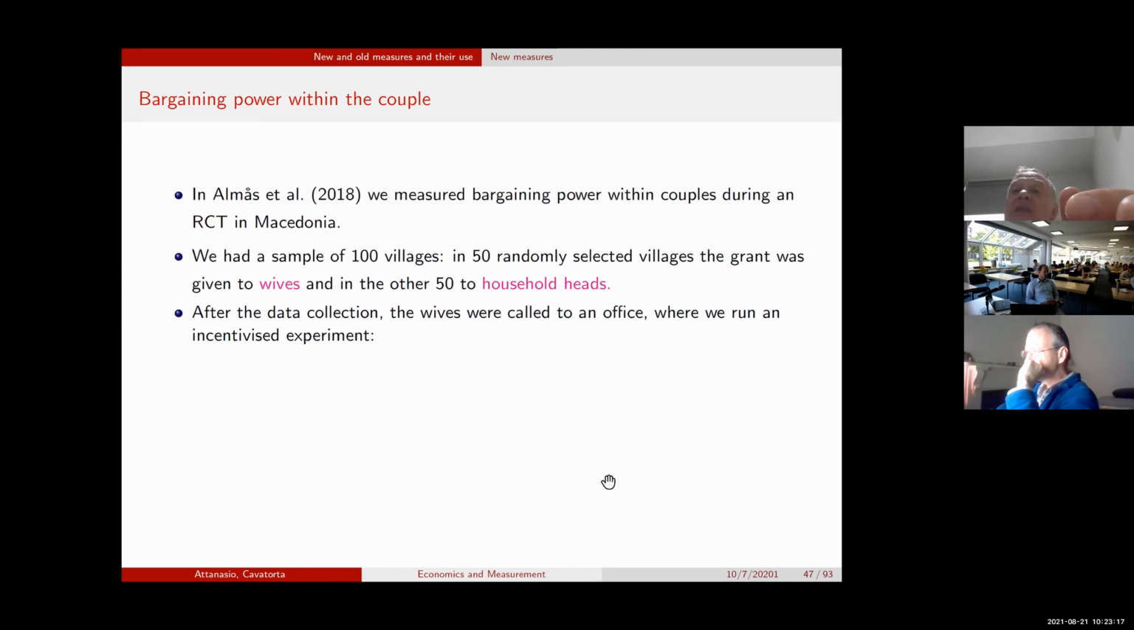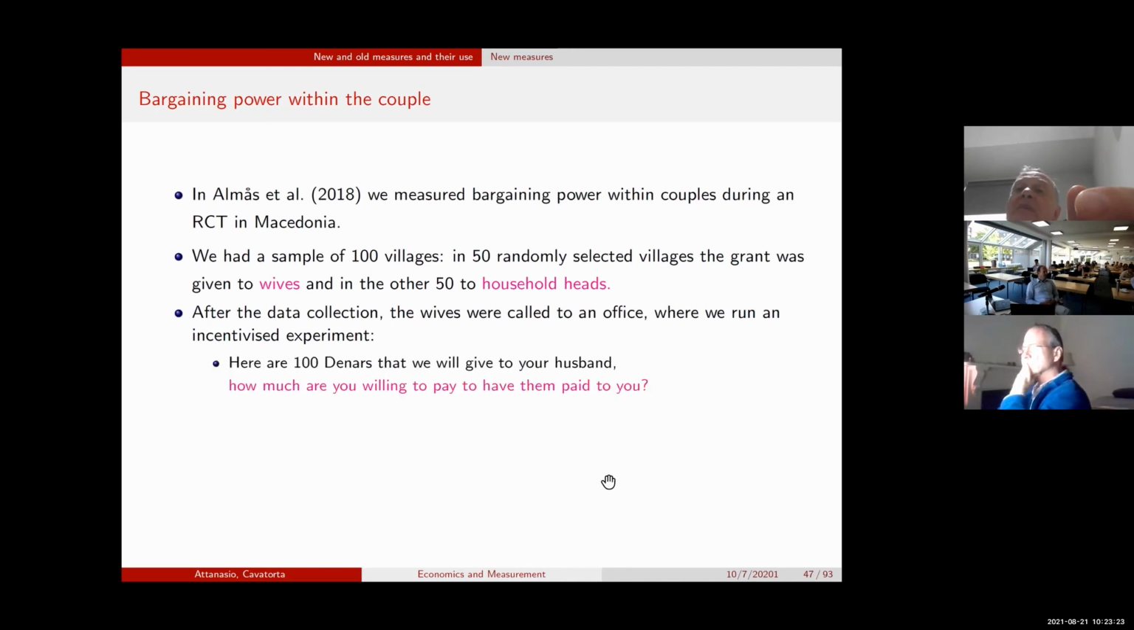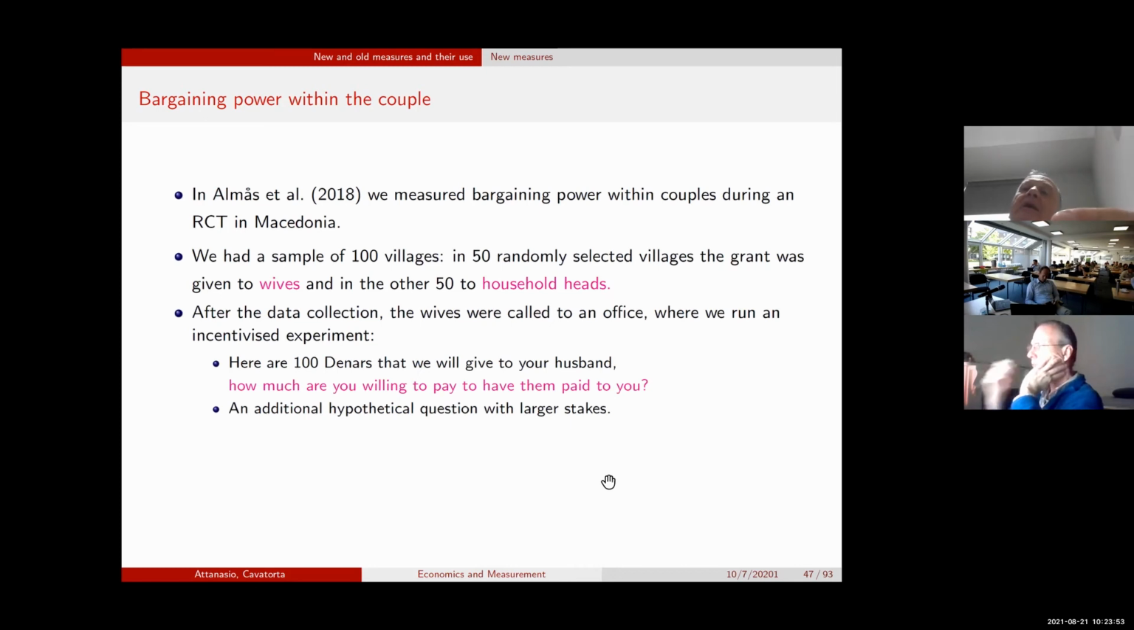After the standard data collection, we called the wives to an office, and we ran an incentivized experiment. We basically tell her, here are 100 dinars, and we will give them to your husband. However, how much are you willing to pay to have them paid to you instead? We also did an additional hypothetical stake with much larger amounts. 100 dinars is 3 days of work for this population, so it's not a negligible amount, but it's not huge. And then we did one with 10,000 dinars, but it was hypothetical. The 100 dinars we actually paid.